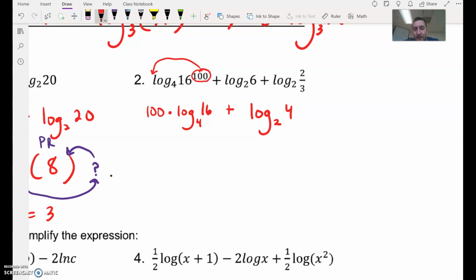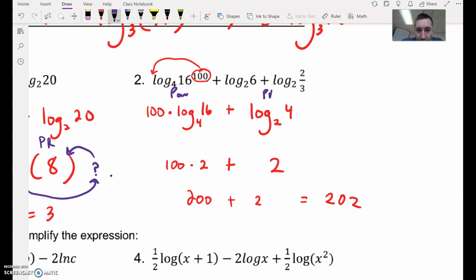I think I'm ready to simplify now. 2 to the what power is 4, that's 2, so that turns to 2. 4 to the what power is 16, that's also 2, so it's 100 times 2 plus 2. So that's 200 plus 2, that equals 202. So I had to use a little power rule there. I used a product rule there. I then just started simplifying.